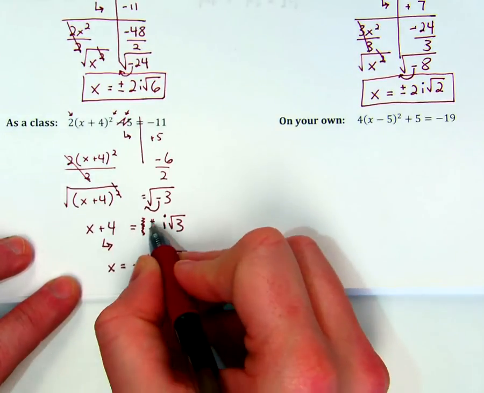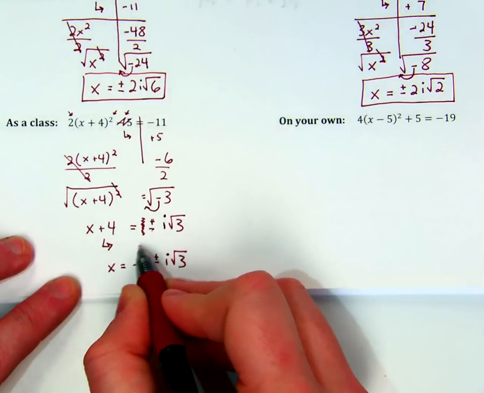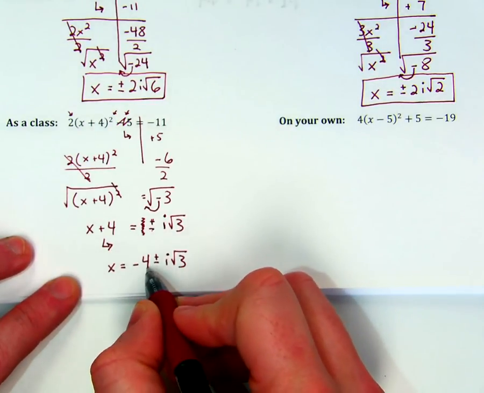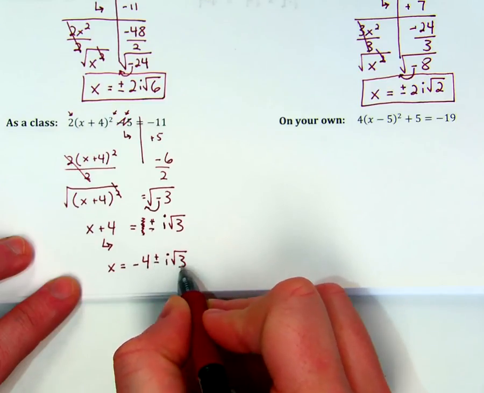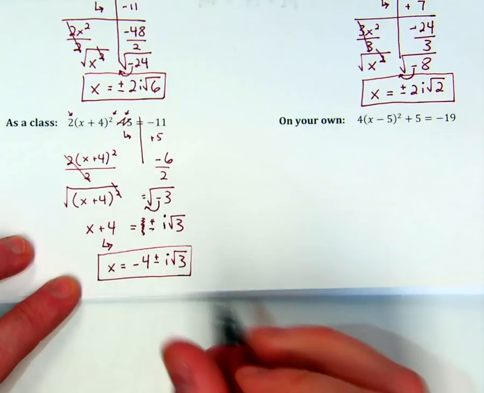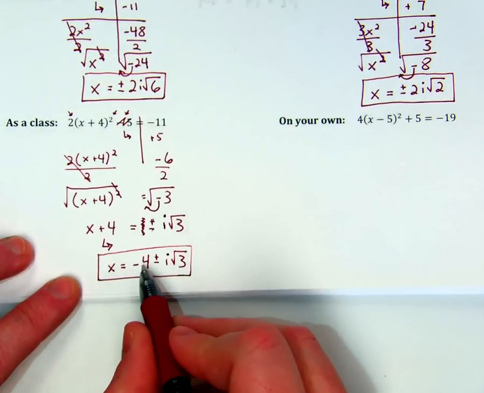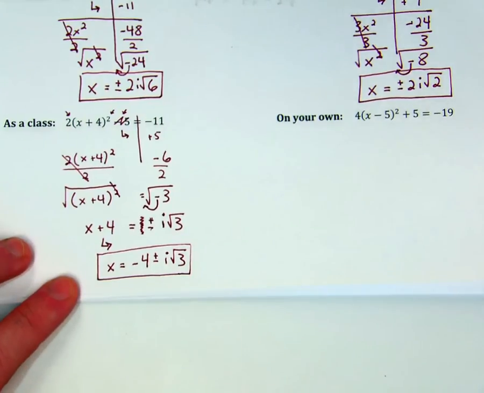Anything new that comes over goes in front of the plus minus. So when the positive 4 came over to the other side and turned into a negative 4, the negative 4 was written in front of the plus minus and the simplified radical. This becomes our final answer: x equals negative 4 plus or minus i times the square root of 3.